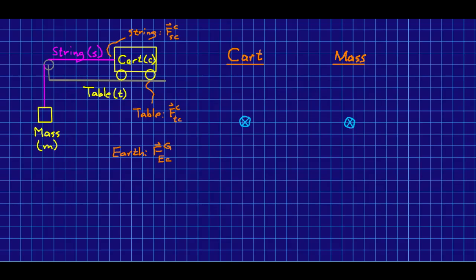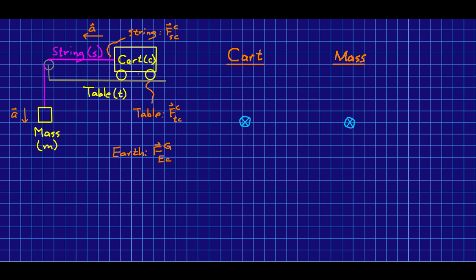Let's think about this situation of a cart on a table attached to a string which goes over a pulley to a hanging mass, and we'll draw the free body diagrams for both and just think about them a little bit. So what we know ought to happen when we release this whole arrangement is that the cart is going to accelerate to the left because the string is pulling it that way, and the mass ought to accelerate down.